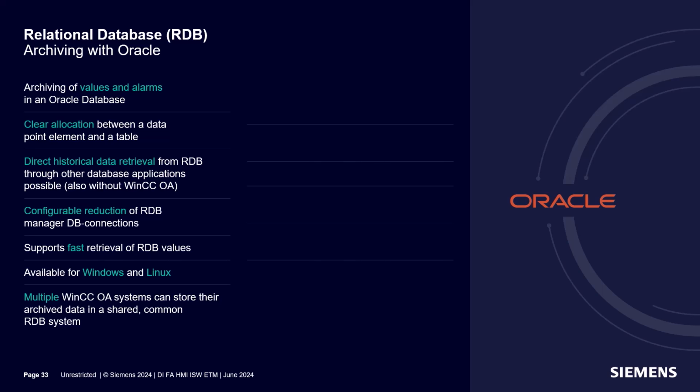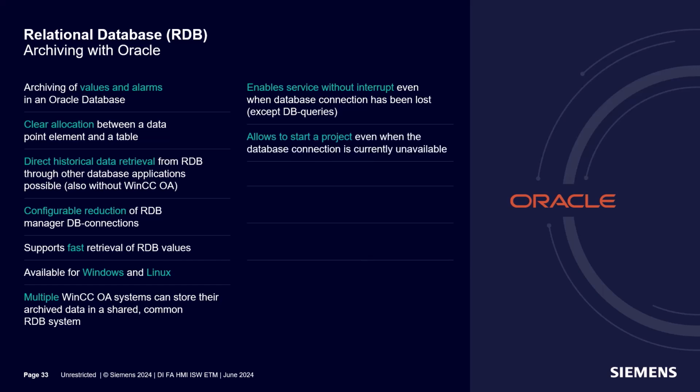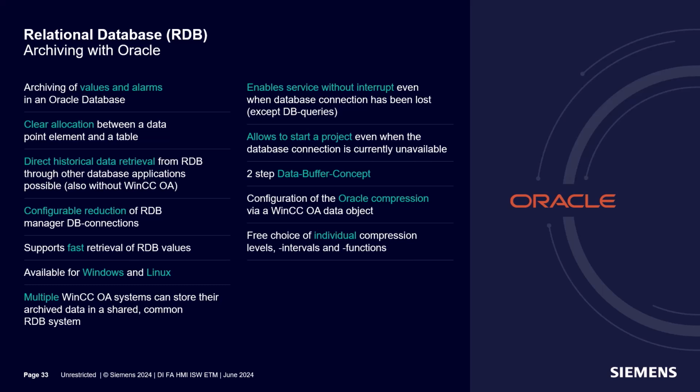Multiple WinCC OA systems can store their archived data in a shared, common RDB system, ensuring service continuity even when the database connection has been lost except for database queries. Projects can start even when the database connection is unavailable, thanks to a two-step data buffer concept. Oracle compression can be configured via a WinCC OA data object, allowing for customizable compression levels, intervals, and functions. Fully integrated into the WinCC OA mass configuration concept.